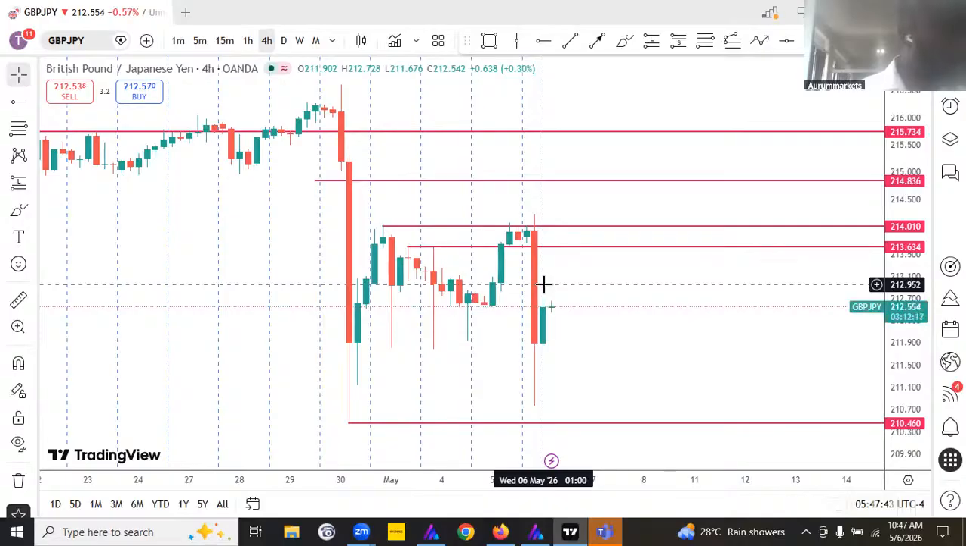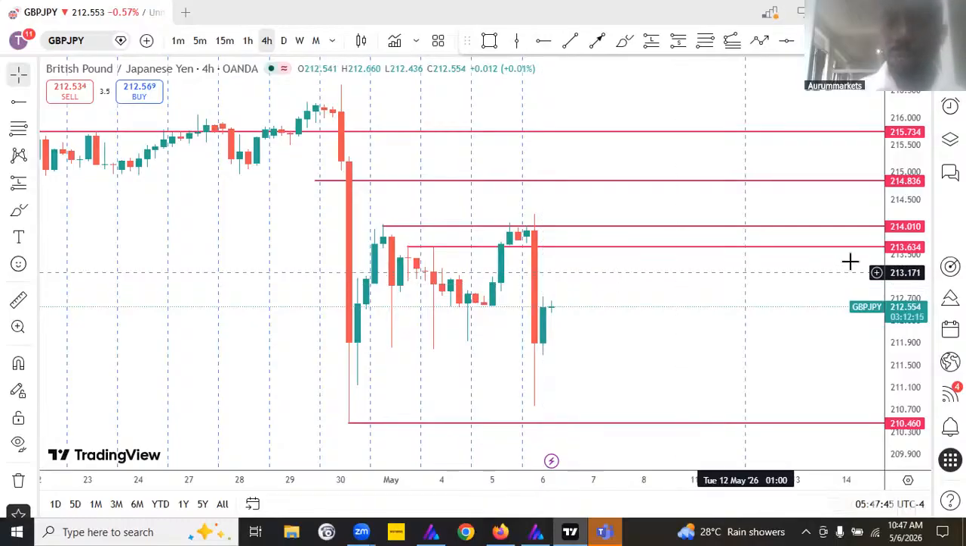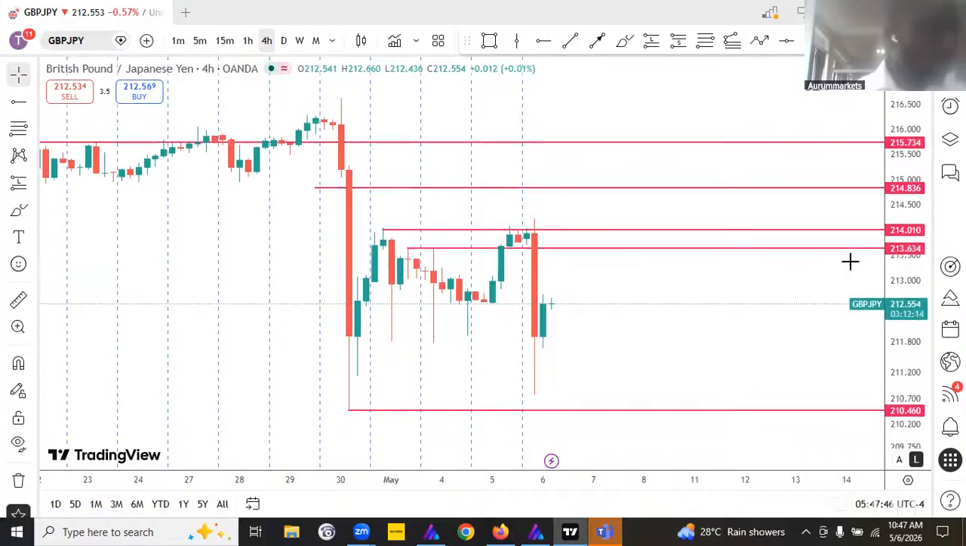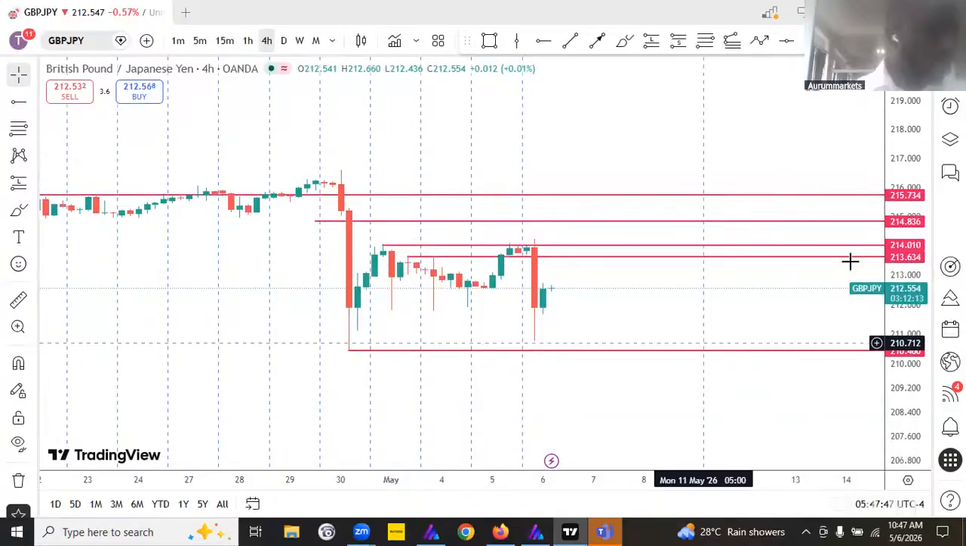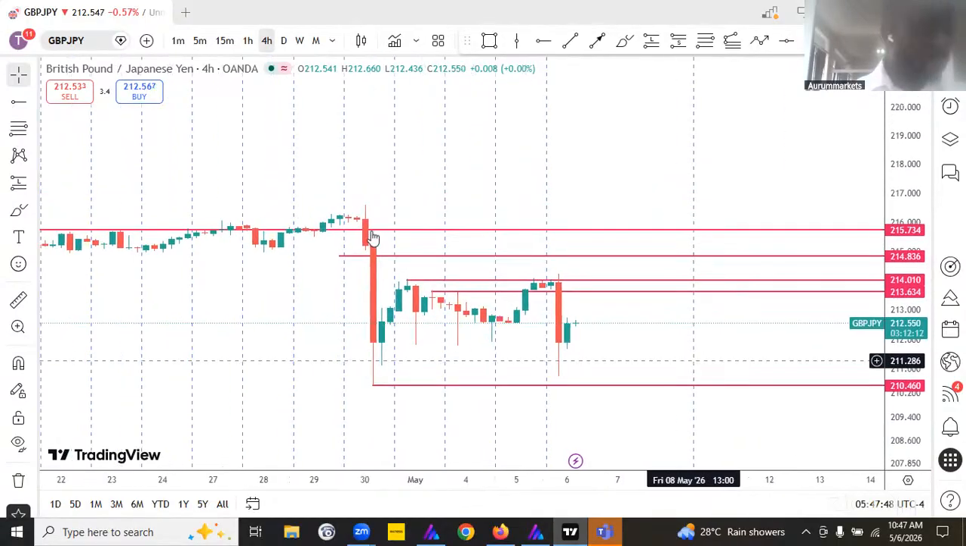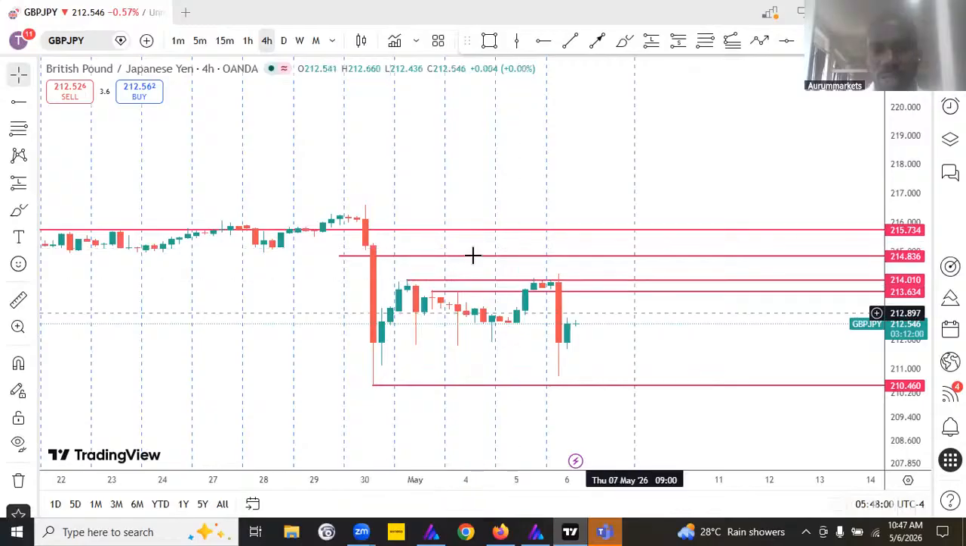Sorry for the break. It's due to poor network. So on GBP JPY, no clear direction, as you can see. GBP JPY is ranging.